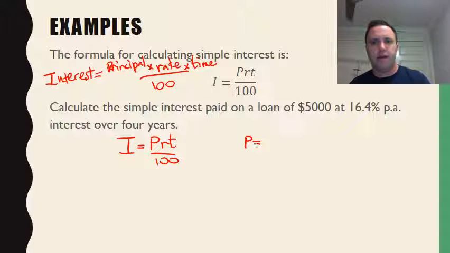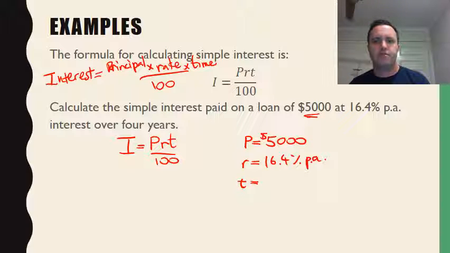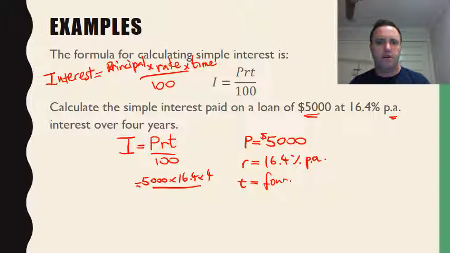Okay, so let's think about this. The principal amount is going to be this thing here, so $5,000. The rate is 16.4% per annum, and the amount of time this is loaned for is 4 years. Okay, and so that means we can keep with per annum because this is in years. So let's just chuck those into our formula. So we've got 5,000 times 16.4 times 4 over 100.